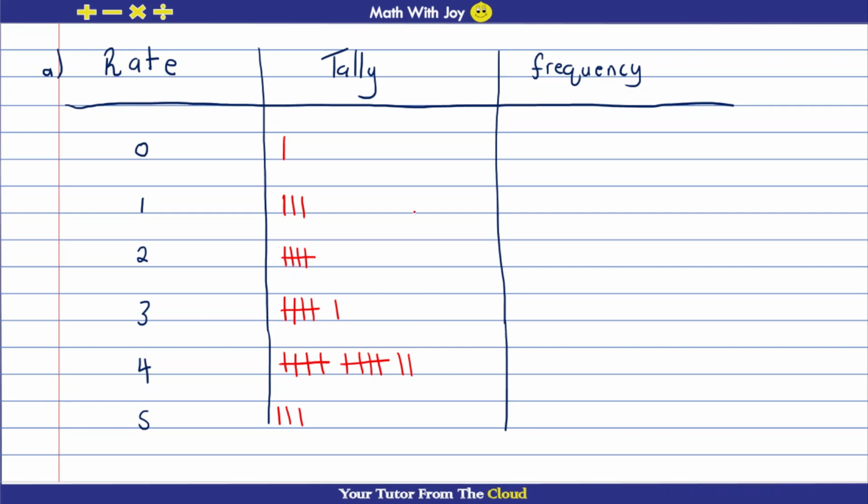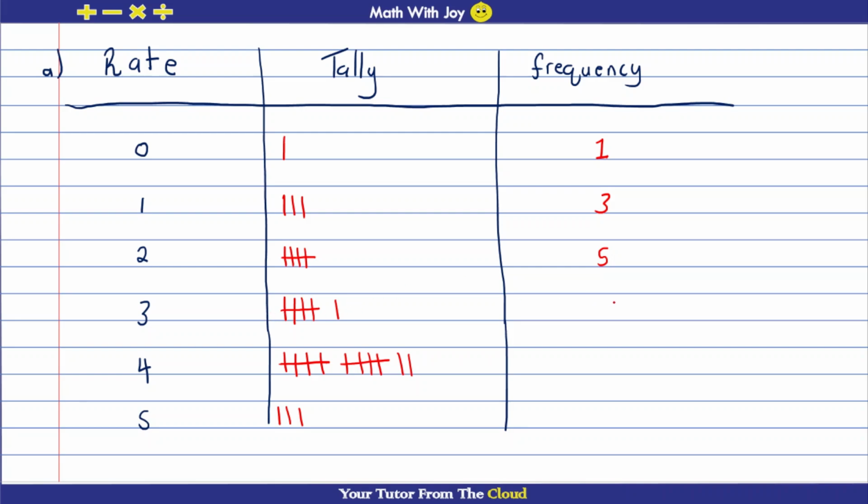Right, so this is how you get your tally done. Then the frequency: frequency is how many values or how many entries are in your tally. Over here, for the rate of 0, you have only one value. For the rate of 1, you have 3 entries. This you have 5. You don't even have to count, because whenever you have this, we know it's 5.